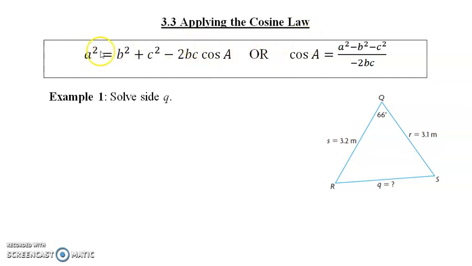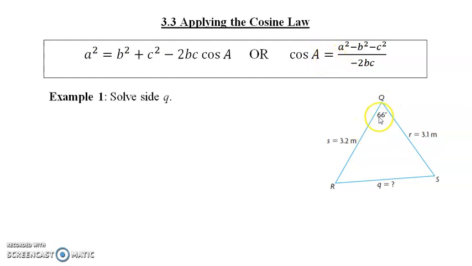So we have two formulas here. This is the given equation: a squared equals b squared plus c squared minus 2bc cos A. And I've rearranged it for solving for the angle A, which is cos A equals a squared minus b squared minus c squared all over minus 2bc. Okay? So you really have to be careful with how you label this, right?